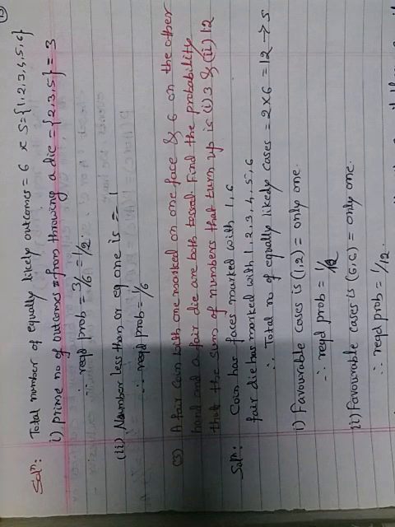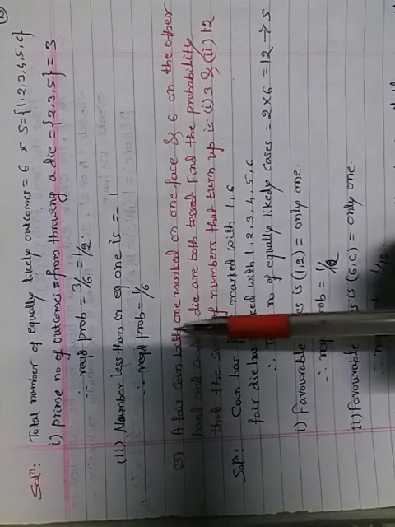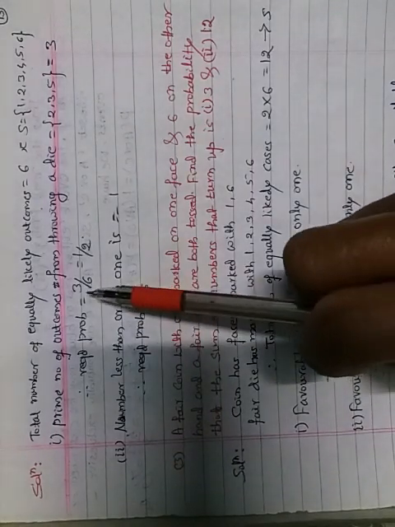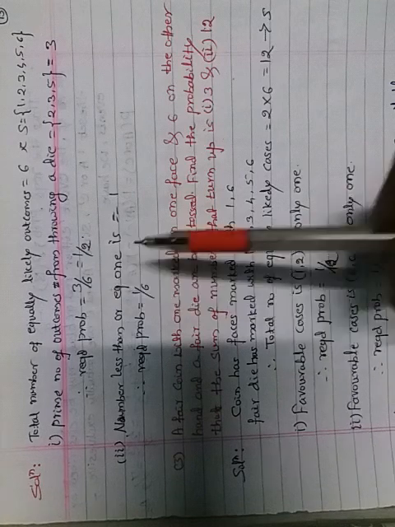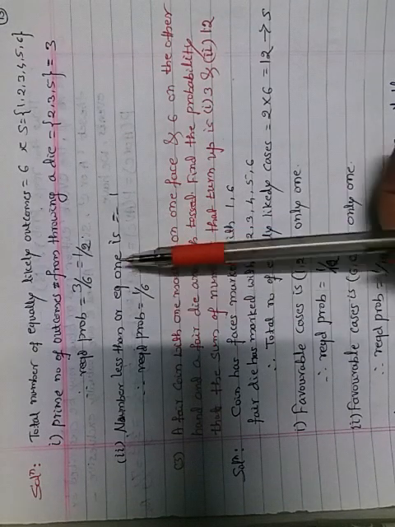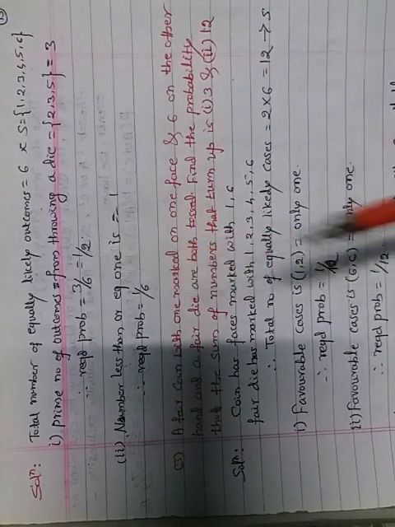Therefore, 2 is a prime number because it is divisible by itself and 1 only. Yes, therefore the required probability is equal to 3 by 6. 3 by 6, that's equal to 1 by 2.